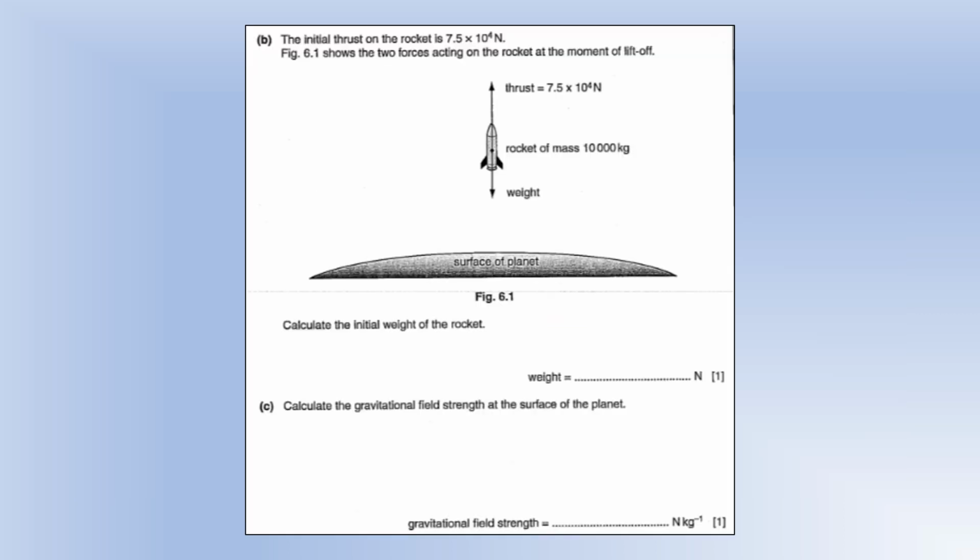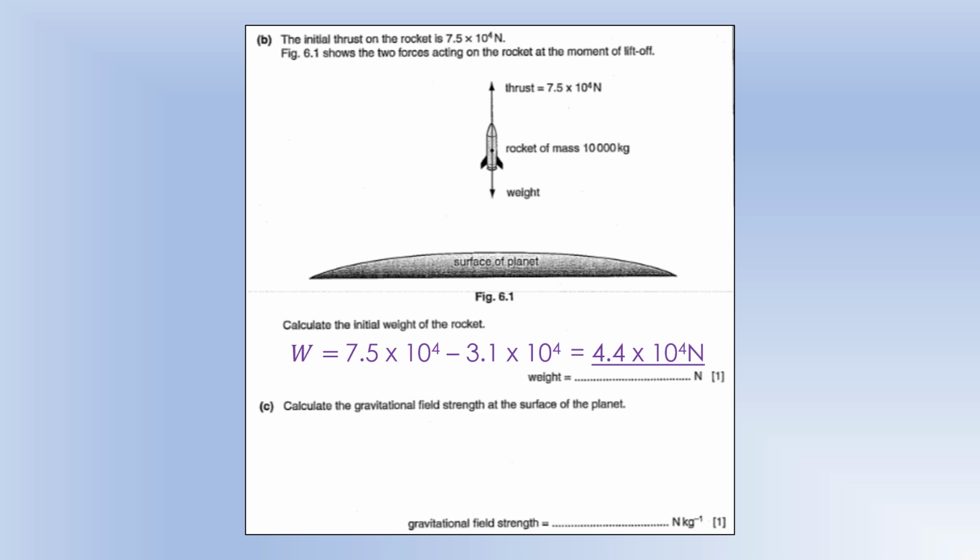Okay, so then moving on, we've got a thrust force of 7.5 times 10 to the 4. What must the rocket's weight be? Well, the thrust minus the weight force must be equal to the resultant force, so therefore the weight force must be the thrust force minus the resultant force.